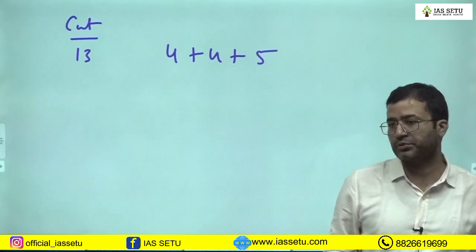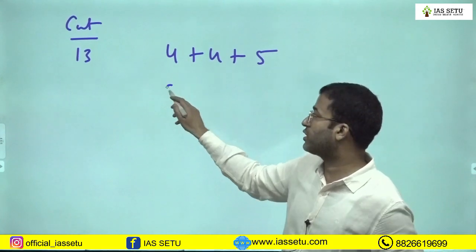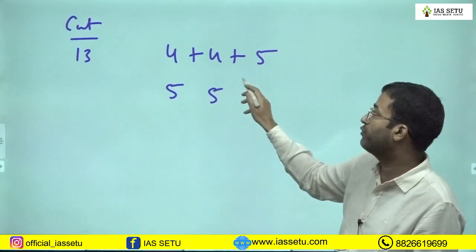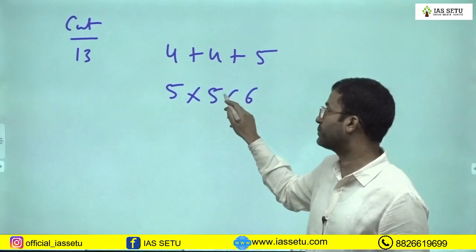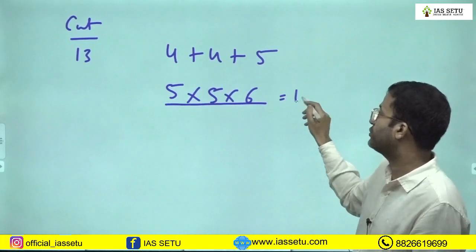This is the best distribution. Then how many pieces? 4 cuts give you 5 pieces, 4 cuts give you 5 pieces, 5 cuts give you 6 pieces. This is 25 into 6, 150.